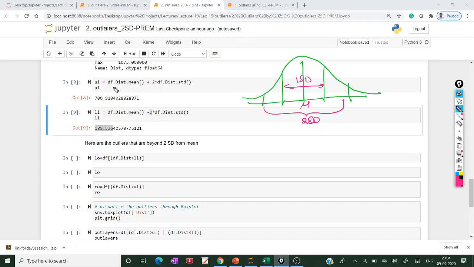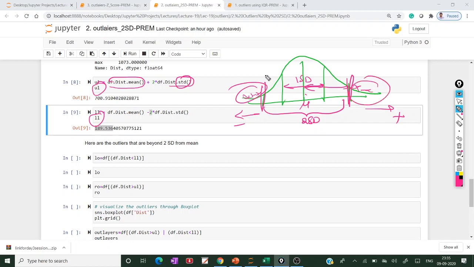So what we are doing is df dist of mean. From the mean, this side is the plus and this side is the minus, plus 2 into df dist mean standard deviation. So from here to how far the standard deviation goes, that is the upper limit, and this is the lower limit. The values on this side are called outliers. The values within the range of the second standard deviation are not outliers.